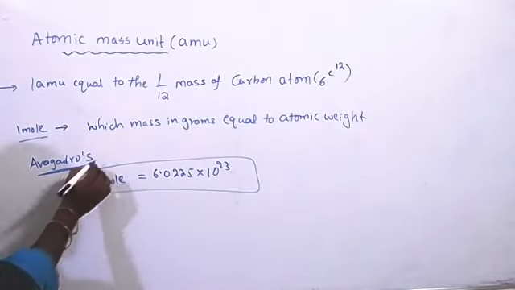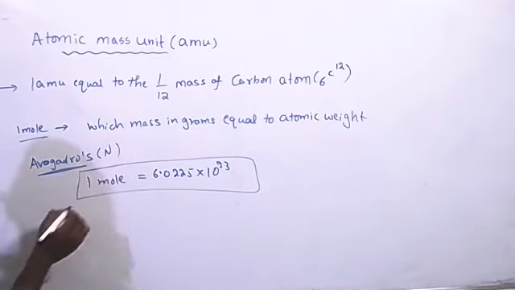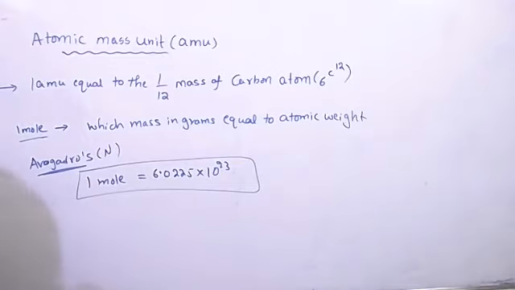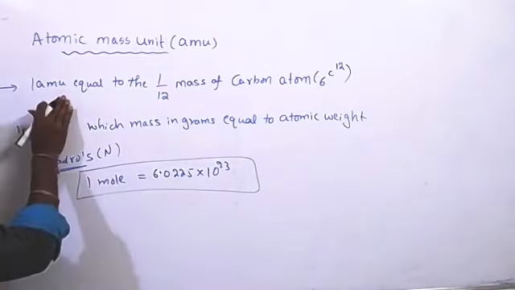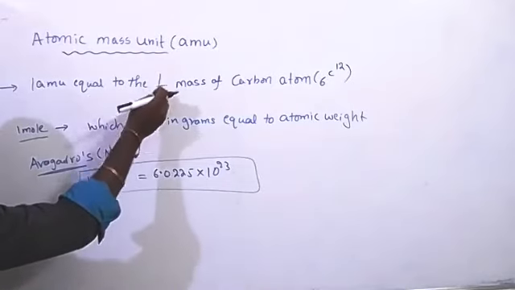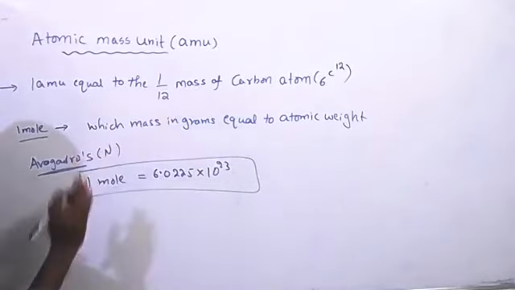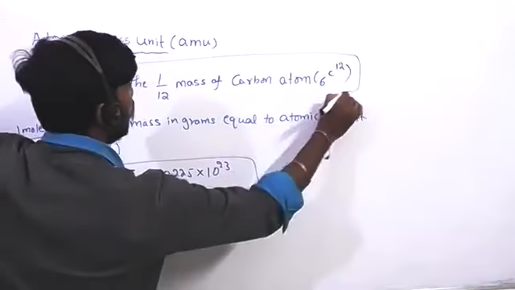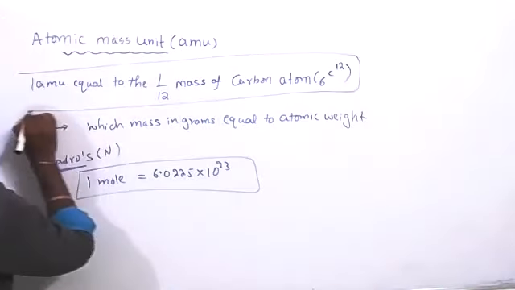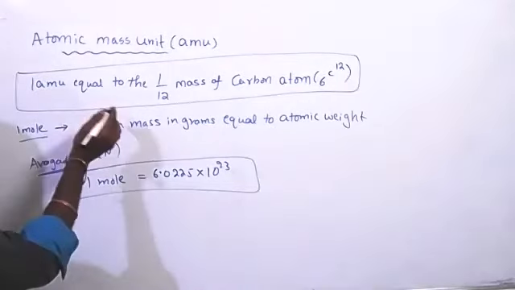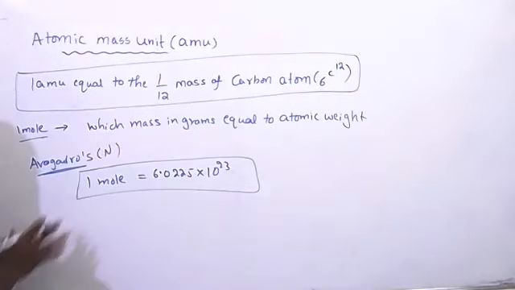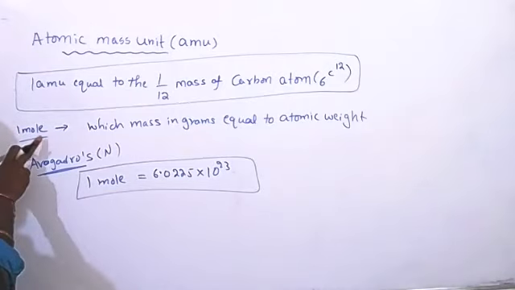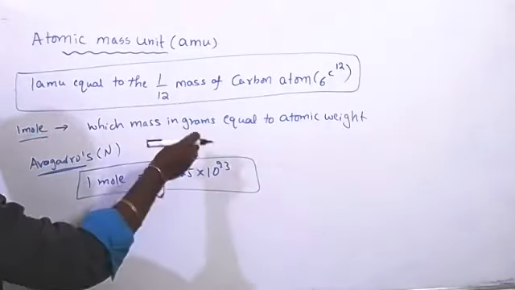So Avogadro's number is letter N. 1 AMU is equal to 1/12th the mass of a carbon atom. You can write this for the definition. To understand what the 1/12th mass of the carbon atom is, first we should know what 1 mole is. 1 mole means the mass in grams equal to the atomic weight.